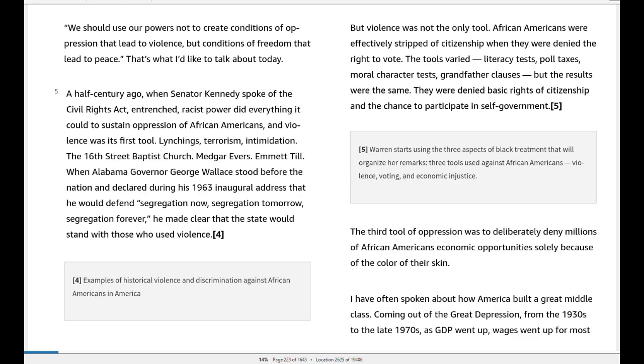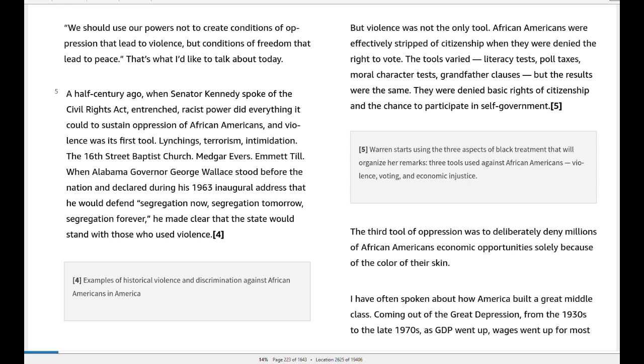We should use our powers not to create conditions of oppression that lead to violence, but conditions of freedom that lead to peace. That's what I'd like to talk about today. A half-century ago, when Senator Kennedy spoke of the Civil Rights Act, entrenched racist power did everything it could to sustain oppression of the African Americans, and violence was its first tool.